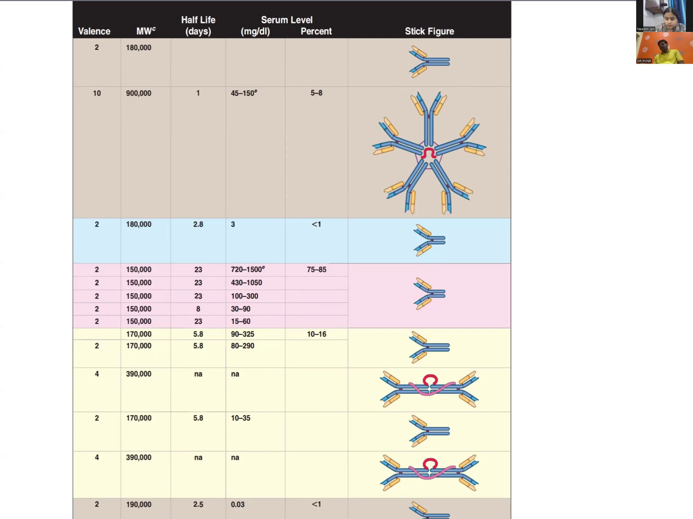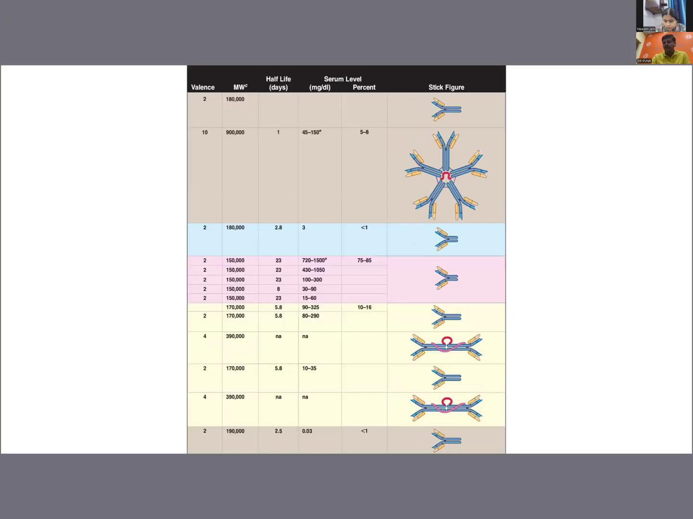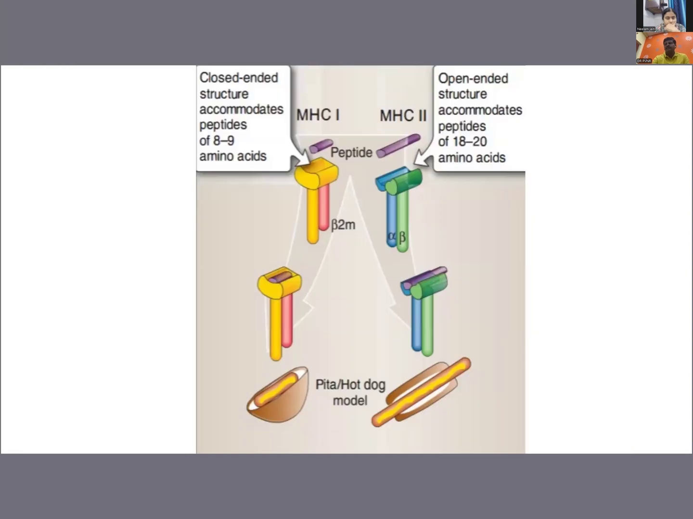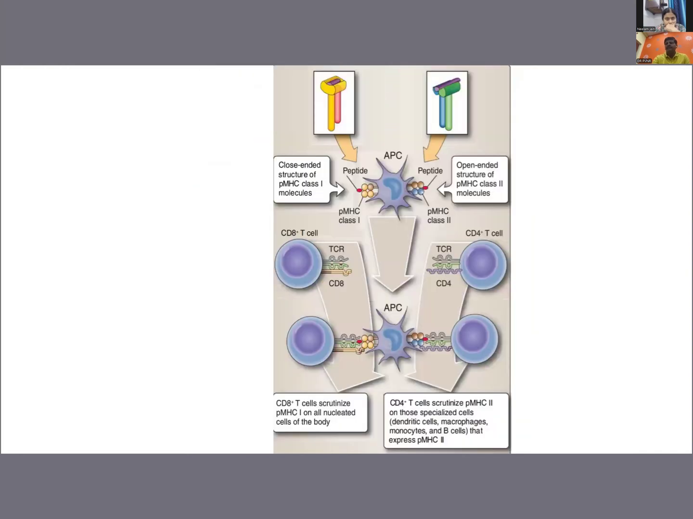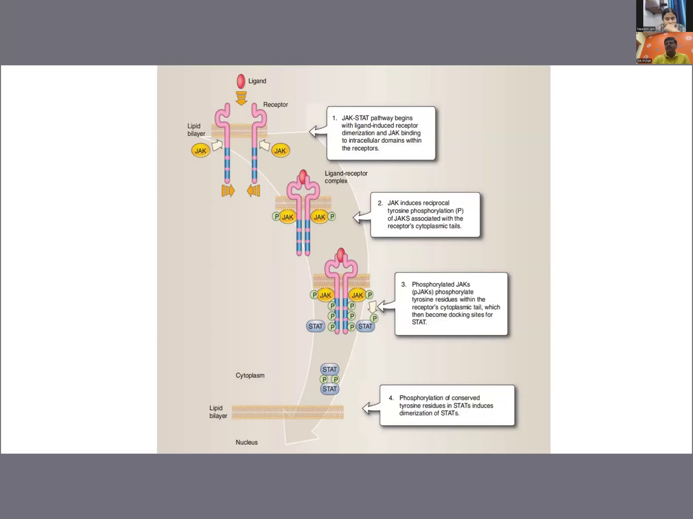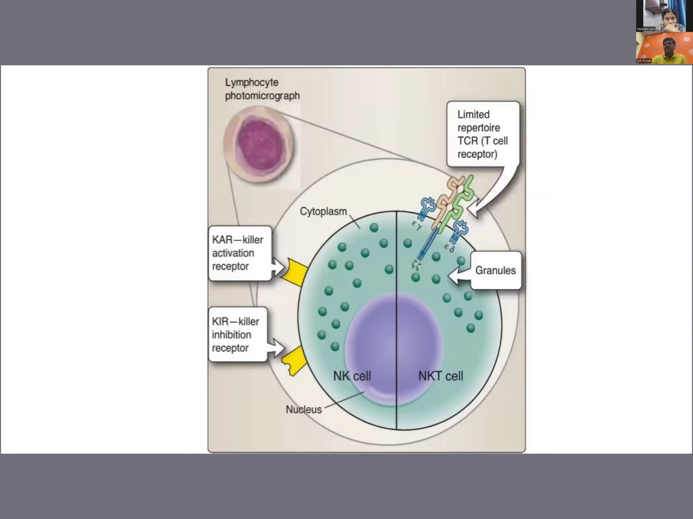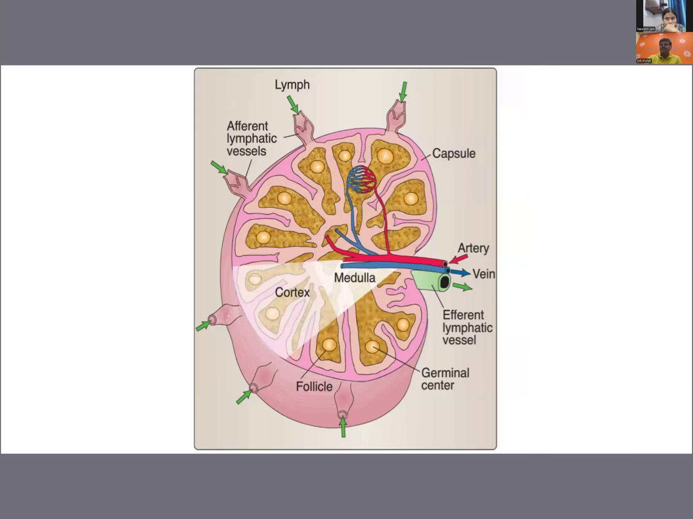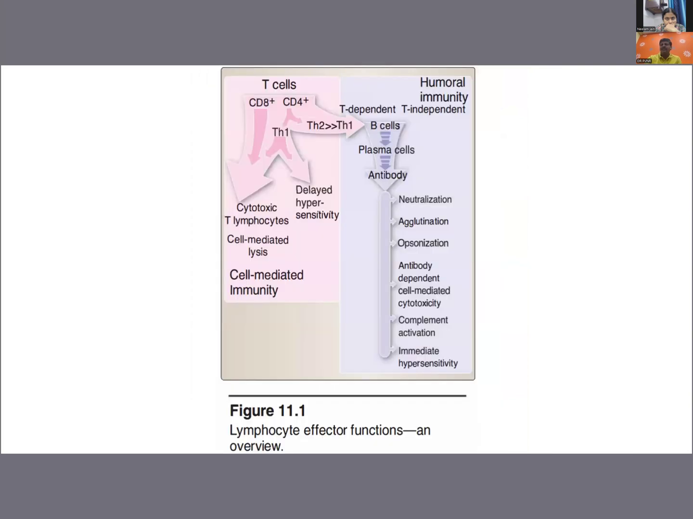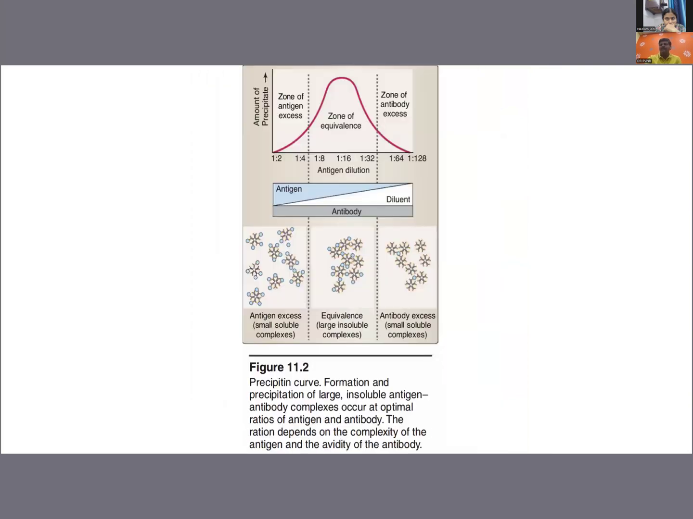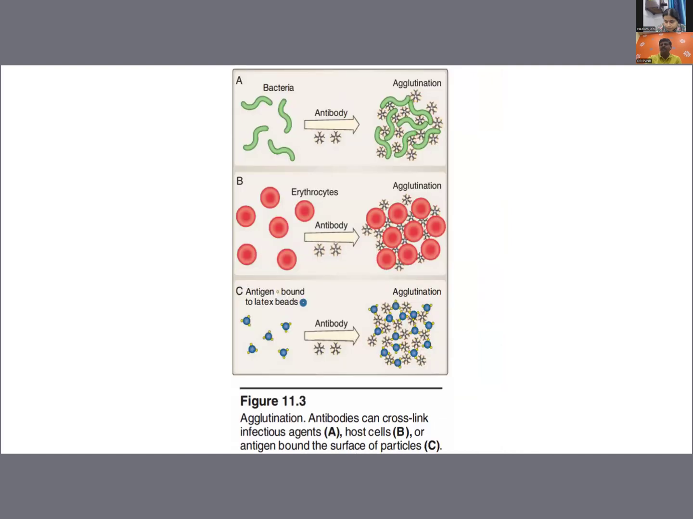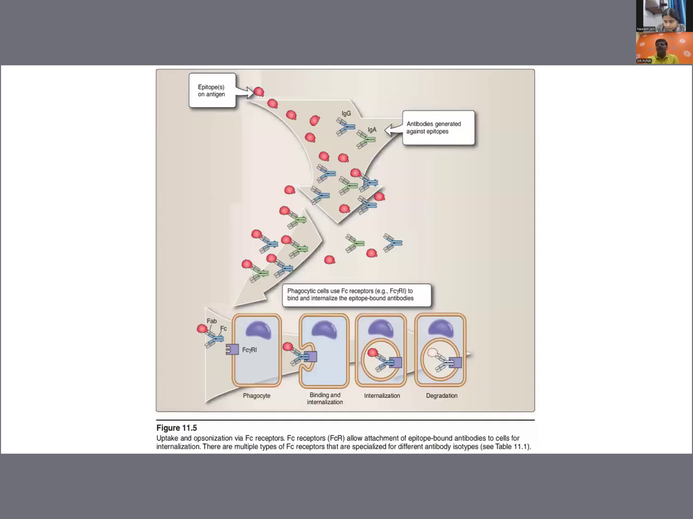IgM is very useful to us. Why? Because it is able to bind 10 antigens. That's why the important point you have to get here is that very early in the infection, the antibody that is produced is, what is the answer? IgM, sir. Very good. Excellent. So early in the infection, the antibody that is produced is IgM.